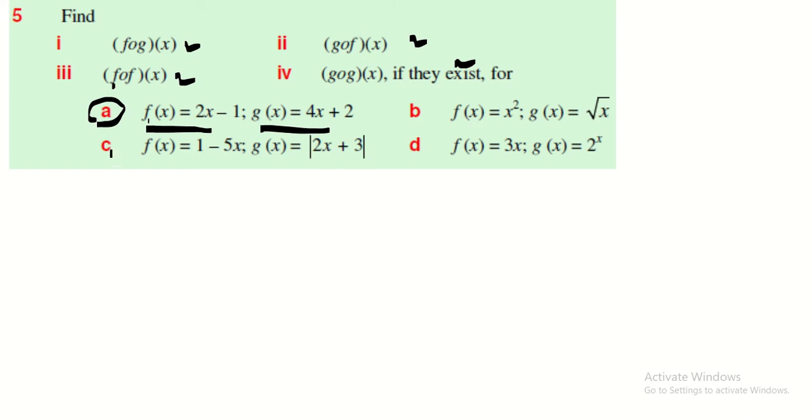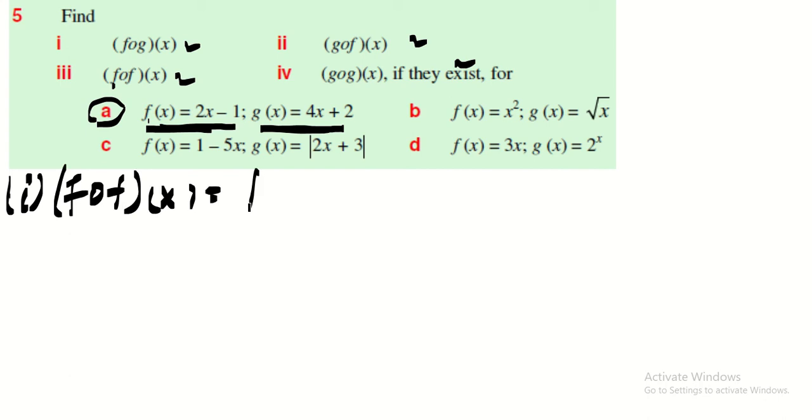For example, let's do A together. A, f of x I have, g of x I have. F of x is equal to 2x minus 1, and g of x is equal to 4x plus 2. So first one, Roman number 1, what are we asked to do? F of g of x.